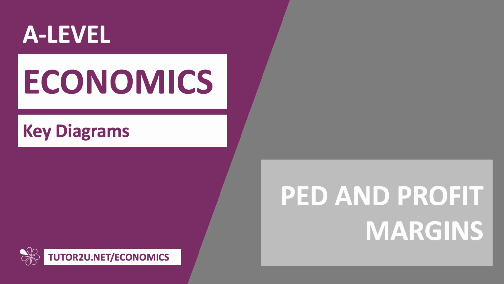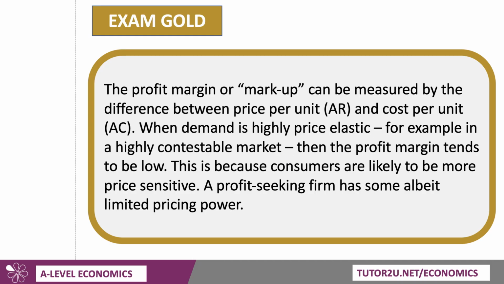Okay, hi there. In the latest in our series of economics key diagrams, let's spend a few minutes thinking about the important link between elasticity of demand and the profit margin that a business can achieve. So the profit margin, or the markup, can be measured by the gap between the price per unit that a firm is selling for and the cost per unit.